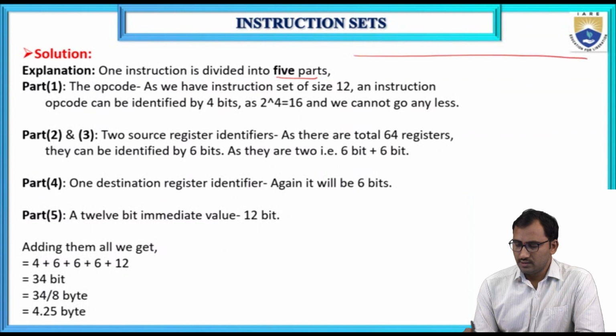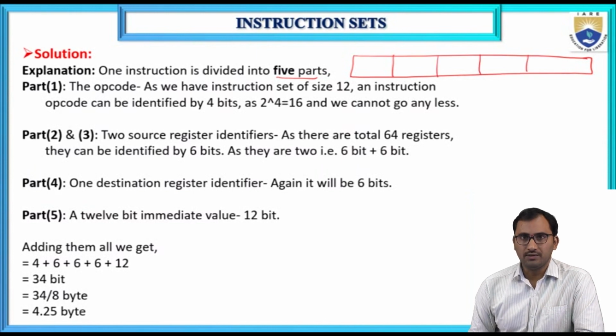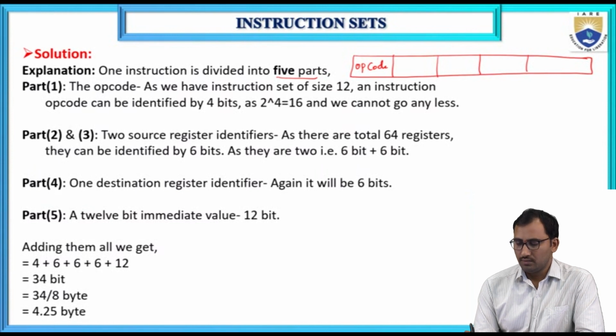So what are those fields? The instruction format has a total of 5 fields. The first field is the opcode, and the next ones are the source registers, RS1 and RS2. So 2 source register identifiers, 1 destination register identifier, RD1, and an immediate value, which is 12-bit. So this is the instruction format.